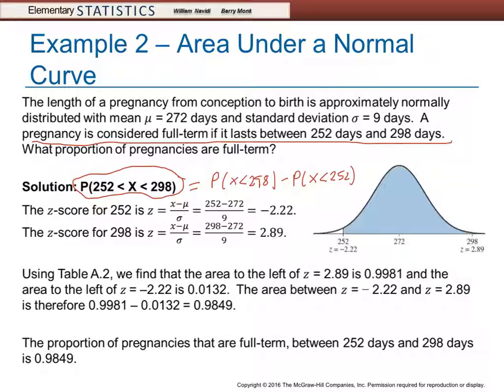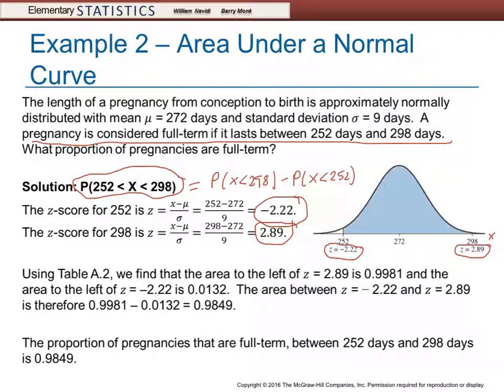So we find the z-score of 252, and when we do that, we get a z-score of negative 2.22. Then we're going to find the z-score for 298, and we get a z-score of 2.89. And so now you can see on our chart, here are our values of x, but now we have the corresponding z values.